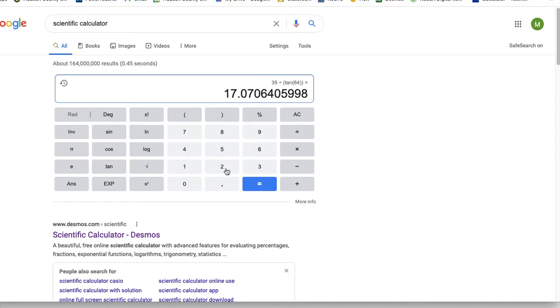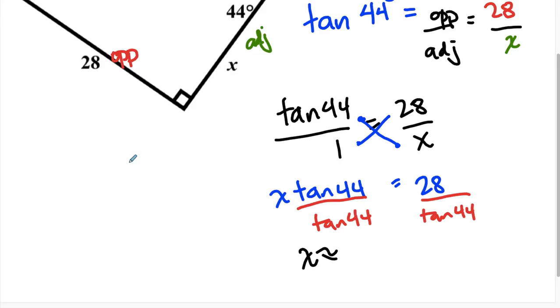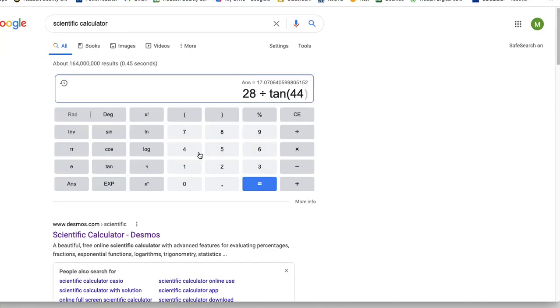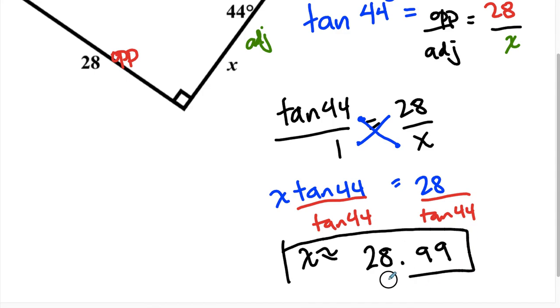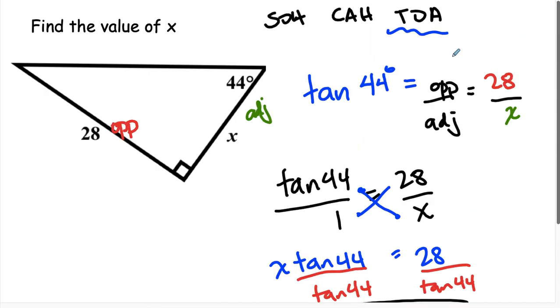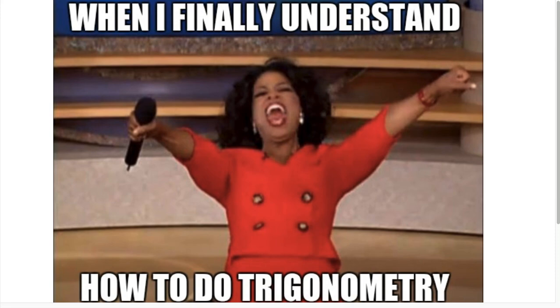So I go to my calculator and say 28 divided by tangent of, I believe it was 44. I just want to double check because every single degree counts. That's 28.99, and rounded to the nearest hundredth it would still be 28.99. So x is approximately 28.99. Its adjacent side is approximately 28.99. And that is it. That is how you find the missing side.